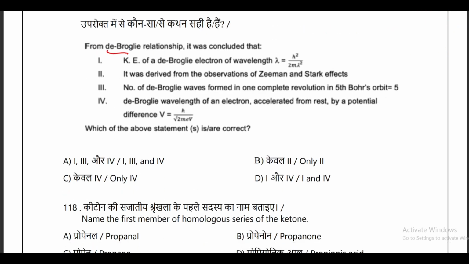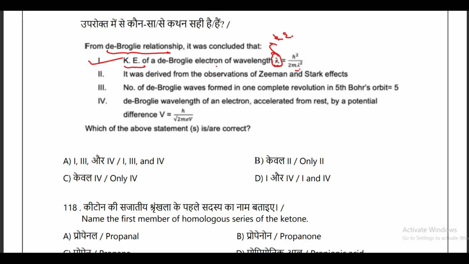from the de Broglie relationship, it was concluded that first is kinetic energy of de Broglie electron of wavelength this. So they are mentioning kinetic energy, and don't get confused with these two lambdas. This is large lambda, this is small lambda. So this is kinetic energy, so this is a correct relation.